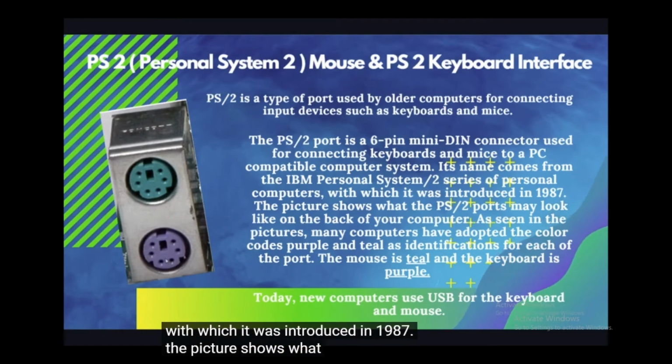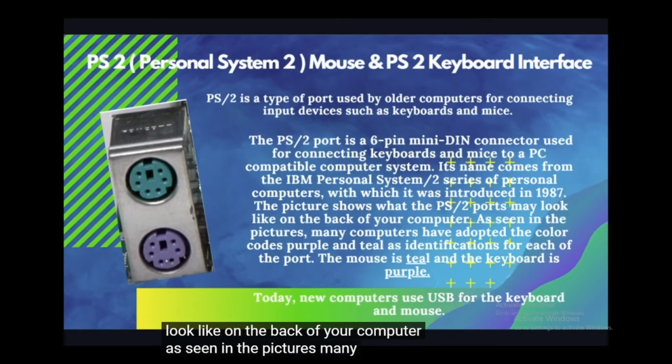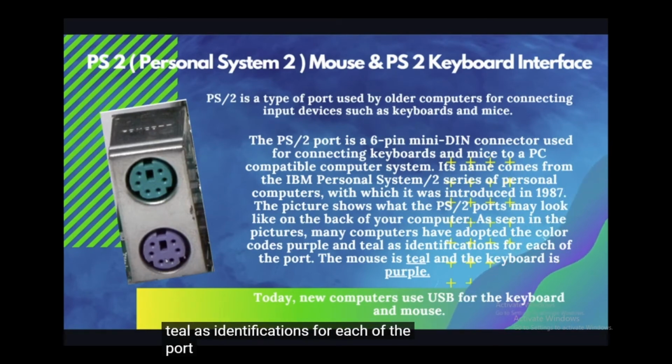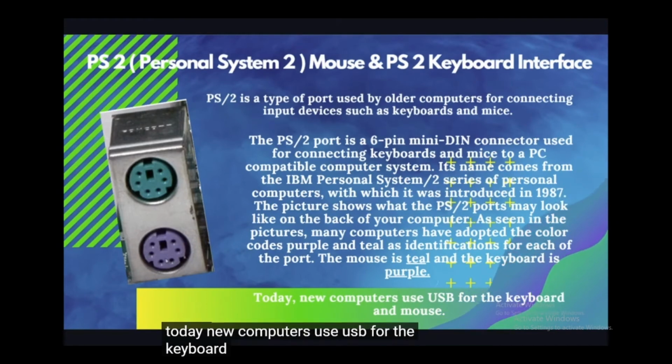The picture shows what the PS2 ports may look like on the back of your computer. As seen in the pictures, many computers have adopted the color codes purple and teal as identifications for each of the ports. The mouse is teal and the keyboard is purple. Today, new computers use USB for the keyboard and mouse.